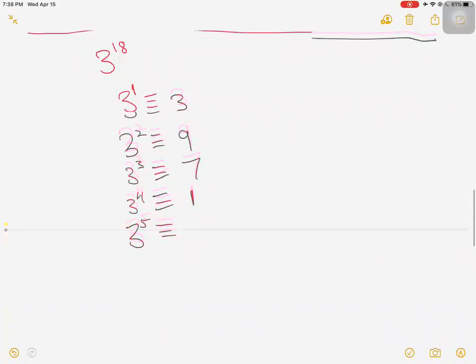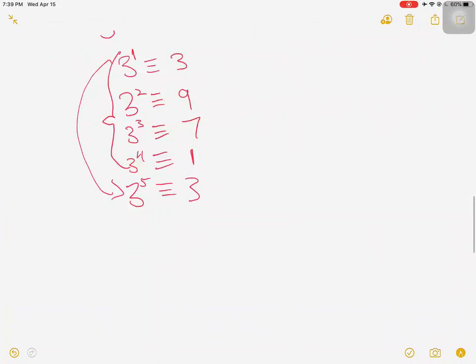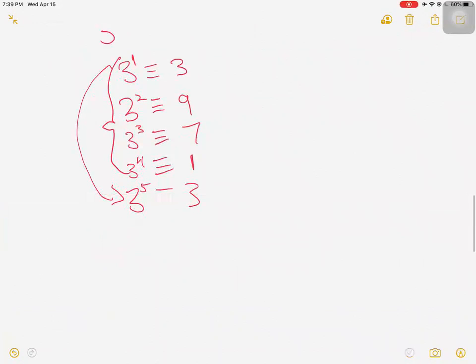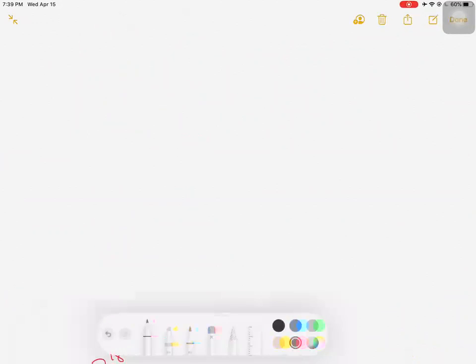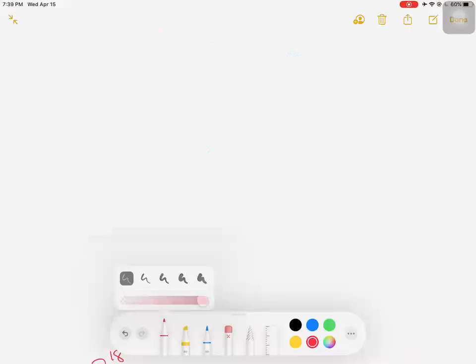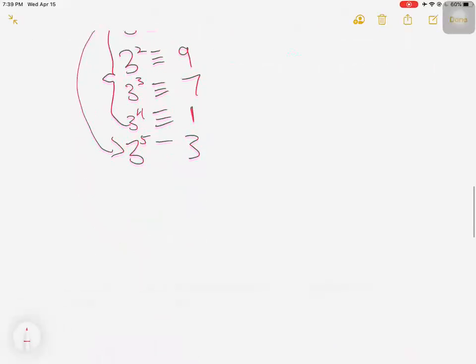What's this line doing here? Okay. So we can see it's a cycle of 4 once again. So this is the cycle. So 3 to the 18. Why is there this line? Okay, wait, where'd that go? Okay, sorry, I'm kind of bad at using this. Okay, I'm just going to ignore that.